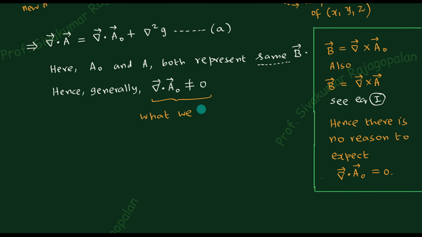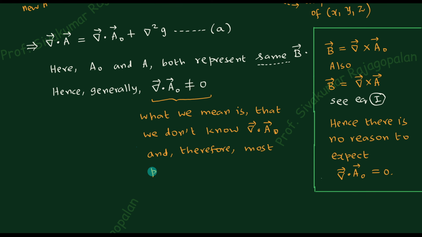Okay, so whatever I explained, I try to write here. Ultimately, what we try to mean is that we don't know the value of the divergence of A naught. Now, since we don't know, we also try to say that it may not be 0. That's all. So it is only a different way of saying that we don't know what is the divergence of A naught.